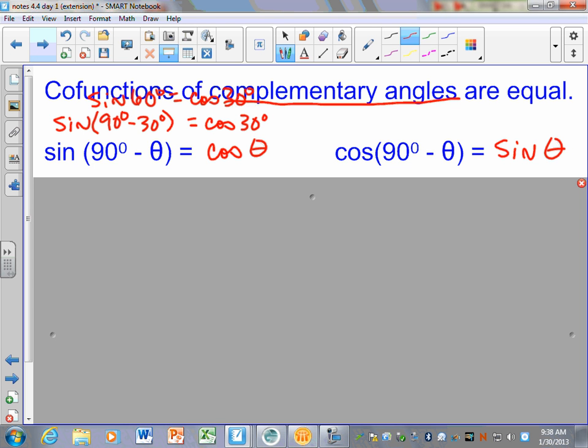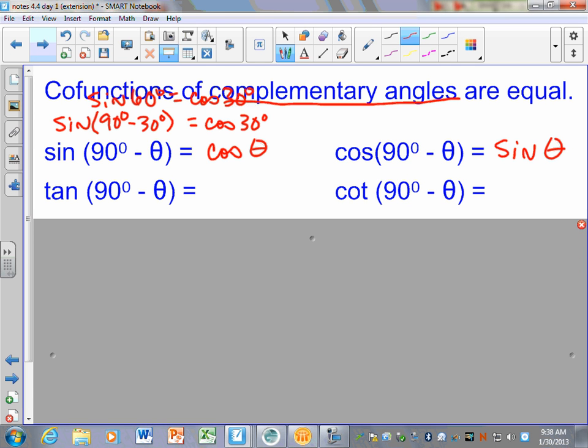So here's the big thing you have to know. Sine and cosine go together. They're all paired up. Tangent and cotangent go together. They are cofunctions, which means if the two angles add up to 90, the tangent of the one angle will be equal to the cotangent of whatever its complement is. So write that: tangent of 90 degrees minus theta is equal to cotangent of theta, and cotangent of 90 degrees minus theta is equal to tangent of theta. And I put 90 here in degrees, but it could also say pi halves, because pi halves is the same as 90.